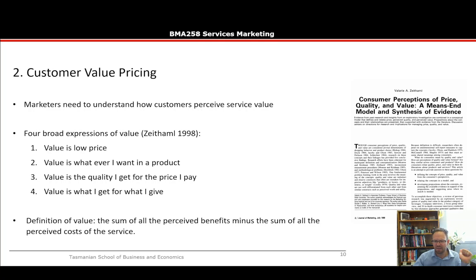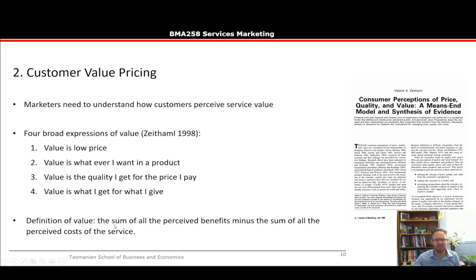So the cheaper it is, the better value it is. Another one is value: whatever I want in a product. So it could be cheap, but if I don't want it, it's not valuable to me, because what's the point of having it, right? What's valuable to me is, if I have a car and it's got a coffee holder right there, that's valuable to me, because it's something that I care about, something I like. Value is the quality I get for the price I pay. Cost benefit analysis. Value is what I get for what I give, which is a similar concept, right?